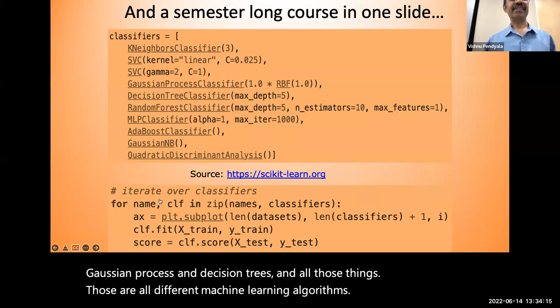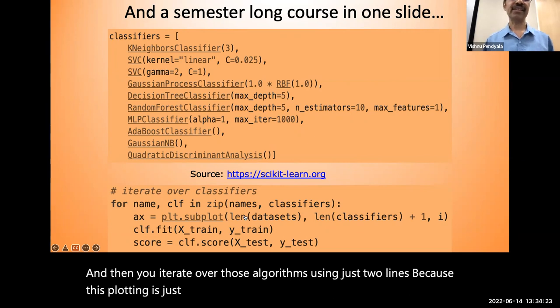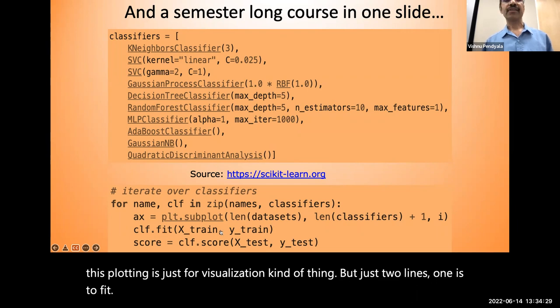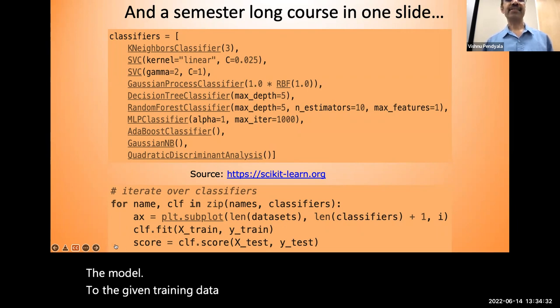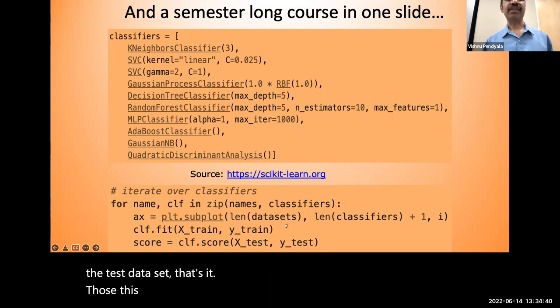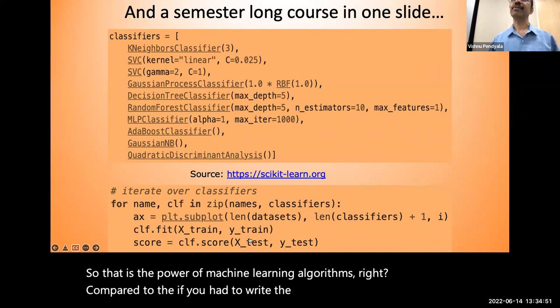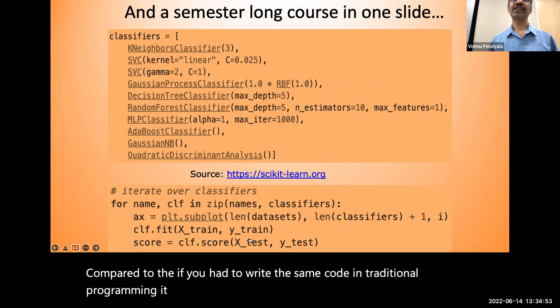And then you iterate over those algorithms using just two lines, because the plotting is just for visualization. Just two lines. One is to fit the model to the given training data set, and the other is to evaluate the accuracy with the test data set. That's it. This one line generates the model. Oh, wow. That is the power of machine learning algorithms, right? Compared to writing the same code in traditional programming, it would take forever probably.